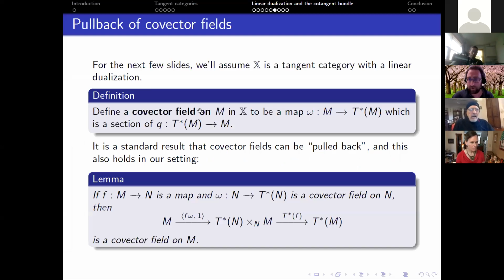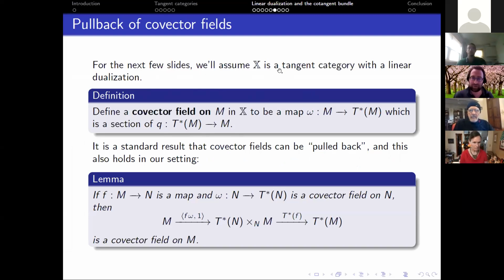So what can we do if we have this structure? Just to mention a few things we could do if we have this. For the next few slides, we'll assume we've got a tangent category with linear dualization. So now we can define what a covector field or one form is. It's going to be a map from M to the cotangent bundle, which is a section of this projection.